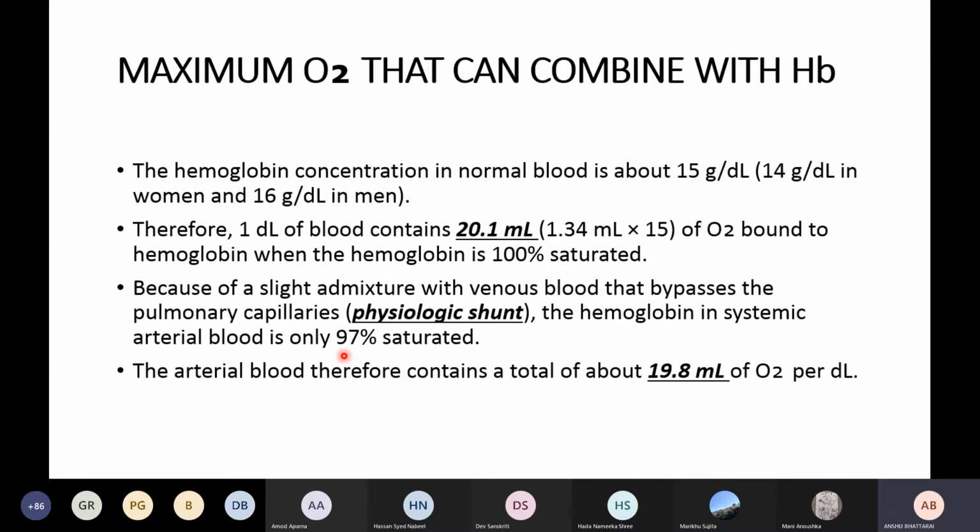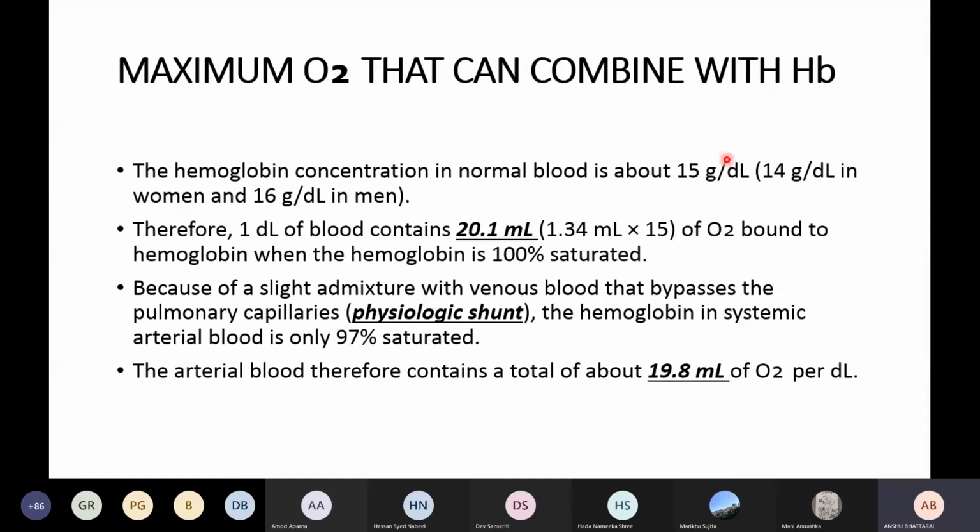Okay, so normally in our body, how much hemoglobin is present? About 15 gram per deciliter. The hemoglobin concentration in normal blood is about 15 gram per deciliter, and 1 deciliter of blood contains 20.1 ml of oxygen. So we had studied about this, right? How? Because 1.34 into 15 is 20.1 ml. 1 gram of hemoglobin carries 1.34 ml of oxygen, and we have 15 grams per deciliter of hemoglobin in our body. So 1.34 into 15 is 20.1 ml. Deciliter is nothing but 100 ml.